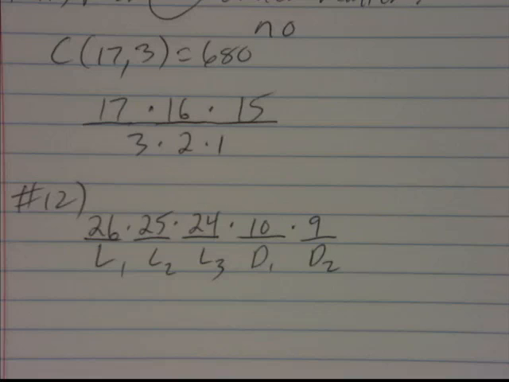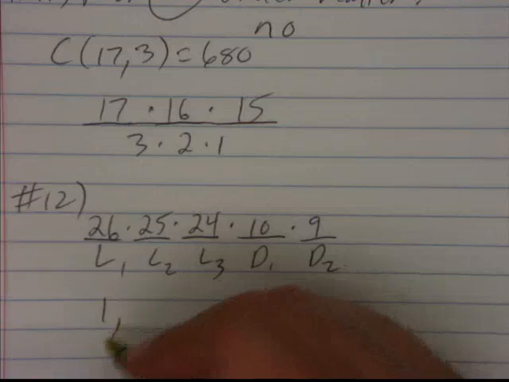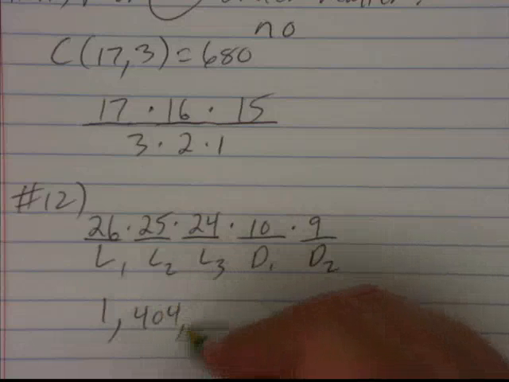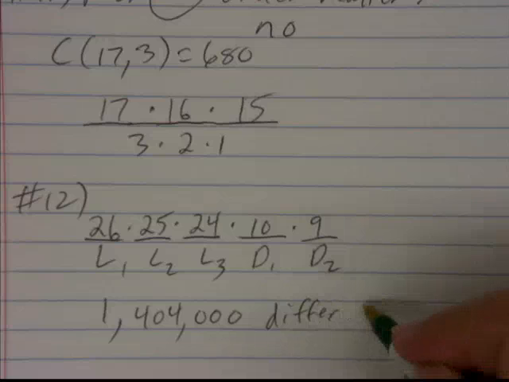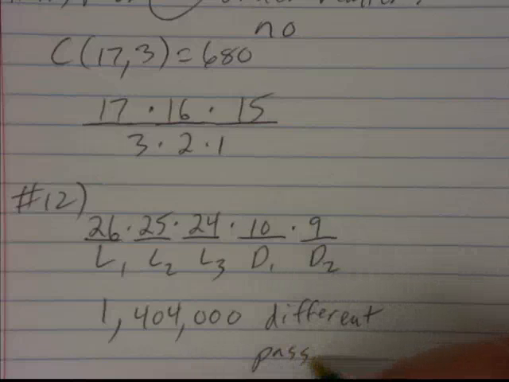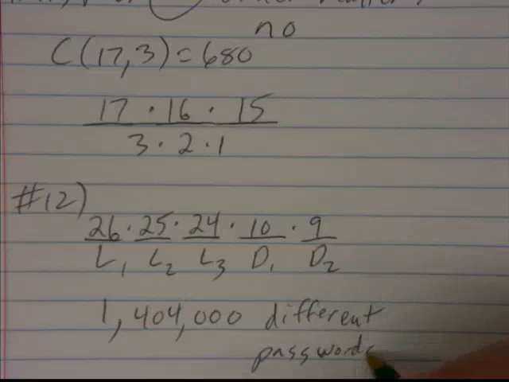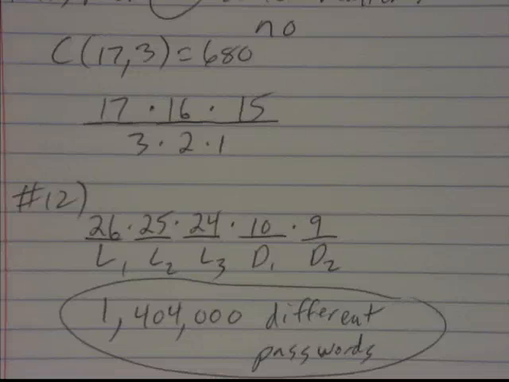And then we would just multiply that, 26 times 25 times 24 times 10 times 9, and we get an answer of 1,404,000 different passwords. And those are the problems from Chapter 13.